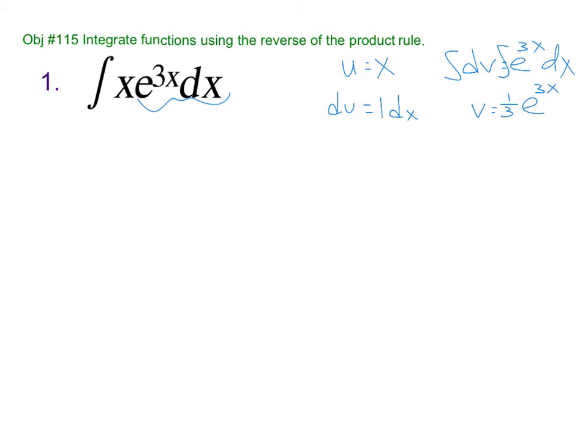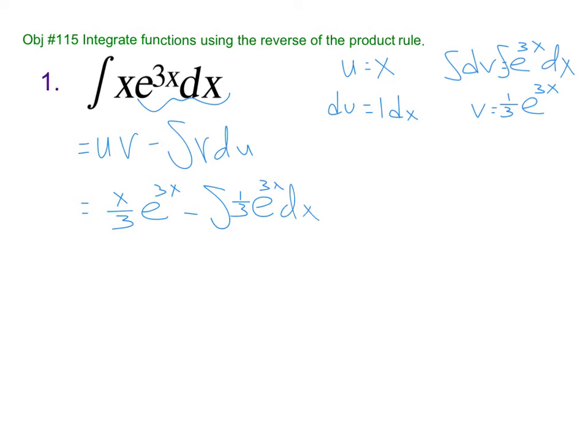So now I'm going to plug into my formula, which is uv minus, my brain stopped working, v du. That's it. All right, so it's x over 3 e to the 3x minus the integral of 1/3 e to the 3x dx. So I always write it the same. So in my head, I multiply those. That's the first part, uv, and then I multiply those. So that's kind of how I remember it. So I don't really have the formula that memorized.